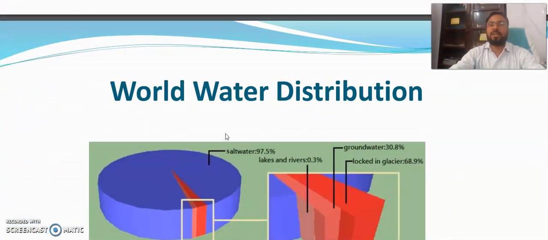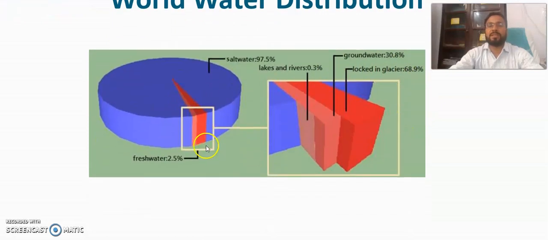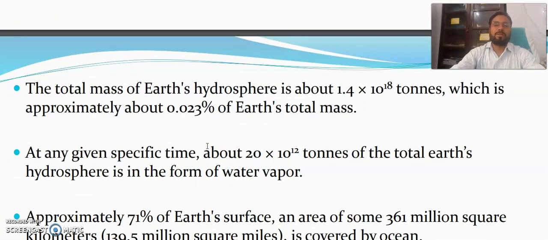My friend, world water distribution. You can see fresh water and salt water, and then lakes and rivers, then groundwater, then locked in glaciers. This is the percentage. The total mass of Earth's hydrosphere is about 1.4 x 10^18 tons, which is approximately 0.023% of Earth's total mass.